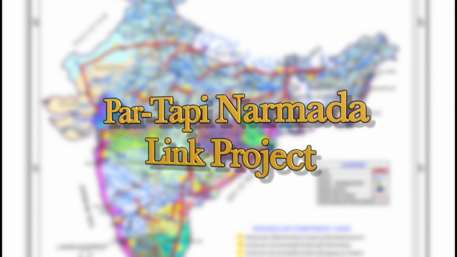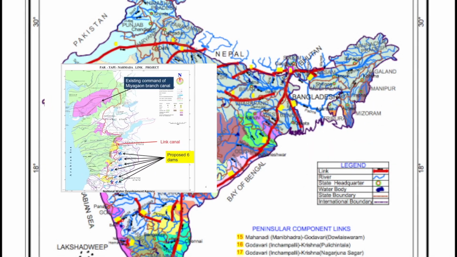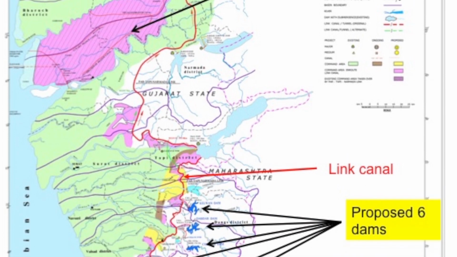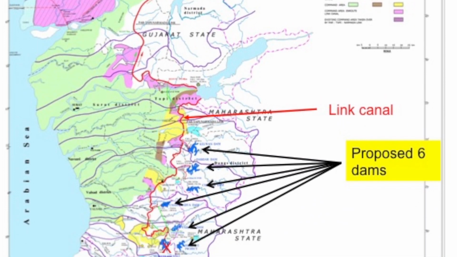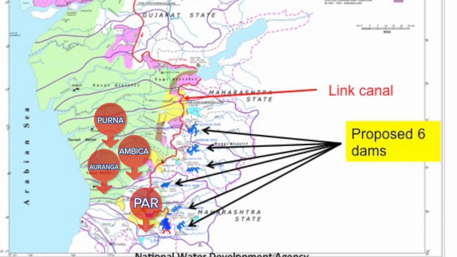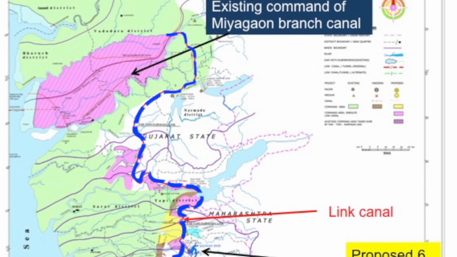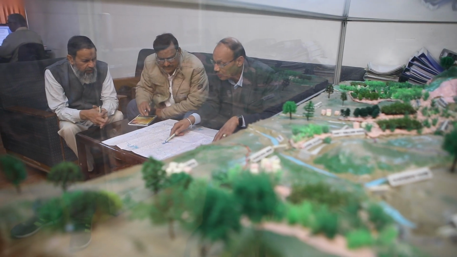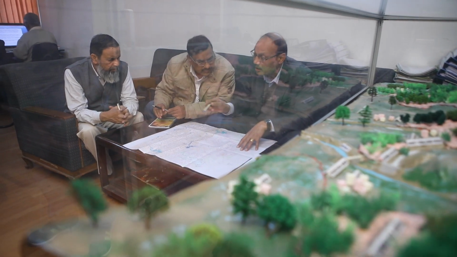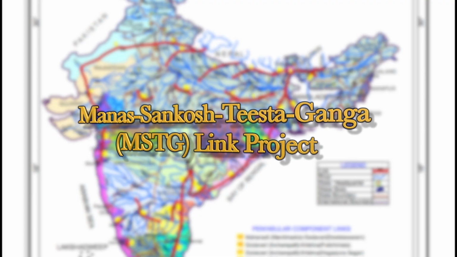Par-Tapi-Narmada Link Project. The Par-Tapi-Narmada Link envisages transfer of 1,330 million cubic meters of surplus water from Par, Auranga, Ambika and Purna rivers to drought-prone areas of North and South Gujarat. However, the DPR of the link is being modified as per the suggestion of the Government of Gujarat. MSTG Link Project.